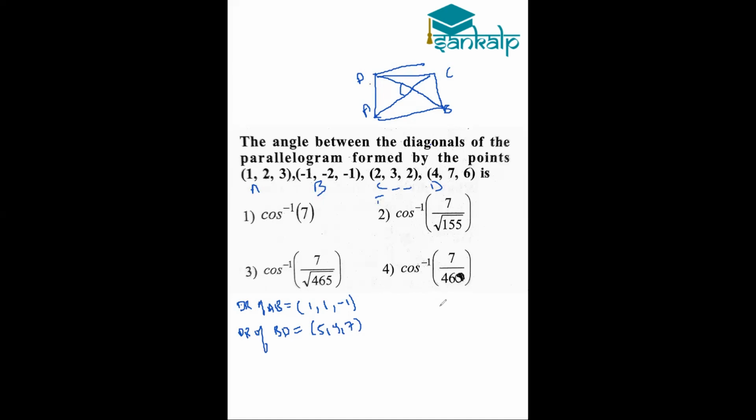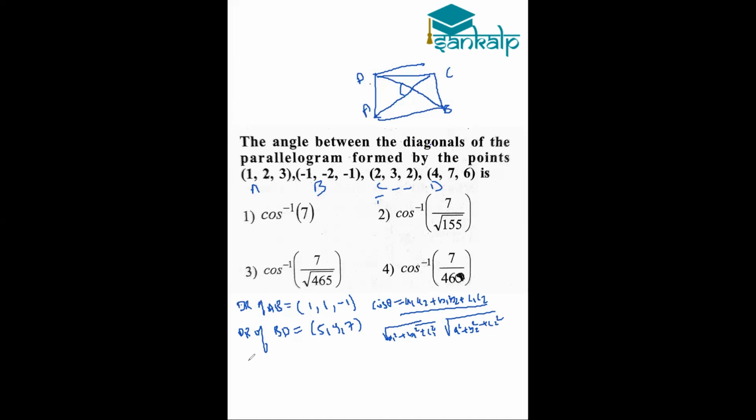We can calculate the angle by using the formula cos theta is equal to. So when we know the direction ratios of two lines, cos theta will be equal to a1 a2 plus b1 b2 plus c1 c2 divided by root of a1 square plus b1 square plus c1 square into root of a2 square plus b2 square plus c2 square.